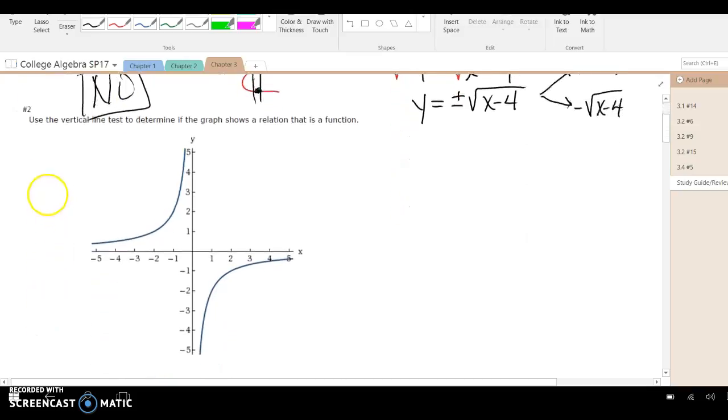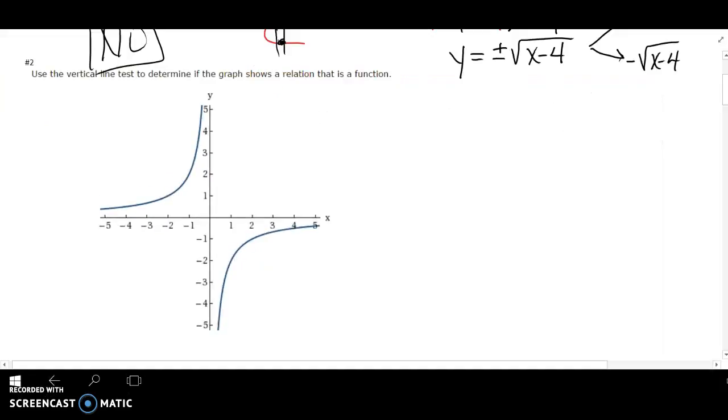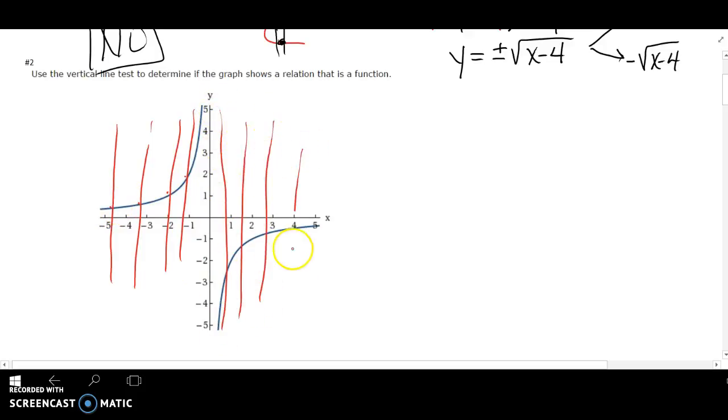In this next problem, it's also talking about the vertical line test. With the vertical line test, remember, you can only touch the graph in 1 spot. So far, all of my vertical lines are only touching the graph in a single spot. So it looks like this one, yes, is a function, because it passes the vertical line test. When I draw a vertical line, it only touches the graph 1 time.